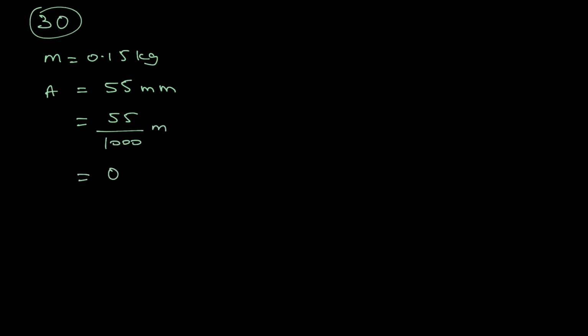Question 30. We have an object of mass M equals 0.15 kilograms performing simple harmonic motion. It oscillates with an amplitude A of 55 millimeters, which is 55 over 1000 meters, or 0.055 meters, with a frequency of 0.8 hertz. What is the maximum value of its kinetic energy?